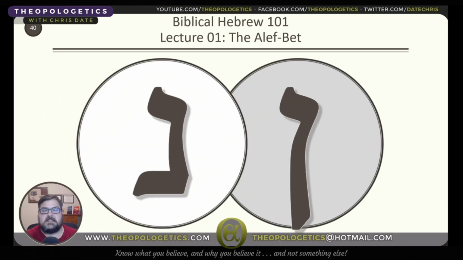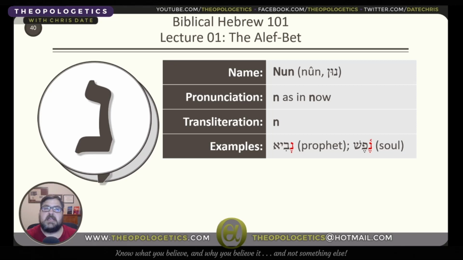The next consonant is the consonant nun, and as you might be able to tell here, we're going to be looking at a final form consonant. The letter nun makes the sound of the English letter N in words like now and not and no, for which reason it is transliterated into English using the English letter N. And Hebrew words that start with nun include navi, meaning prophet, and nefesh, which is commonly thought to mean soul, but in the biblical text often just means life or even person.